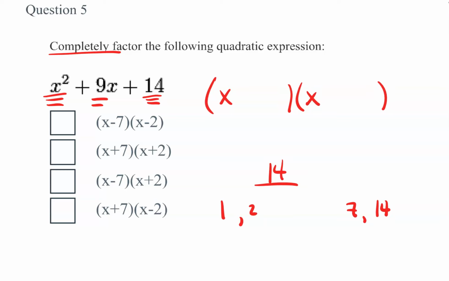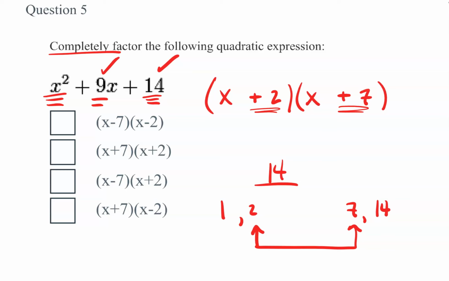But I think that's it for this group. There's no number between 2 and 7 that goes into 14, but that's okay because 2 and 7 I think are the choices that we want. A positive 2 times a positive 7 multiplies to make 14, but also a positive 2 plus 7 equals 9. And wouldn't you know it, answer option 2 is the result here.